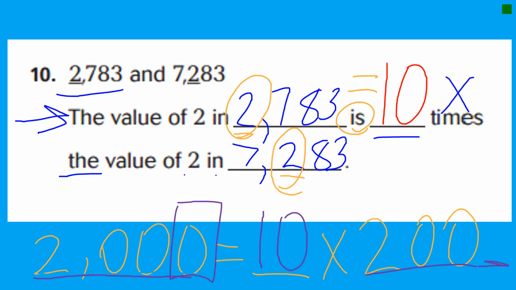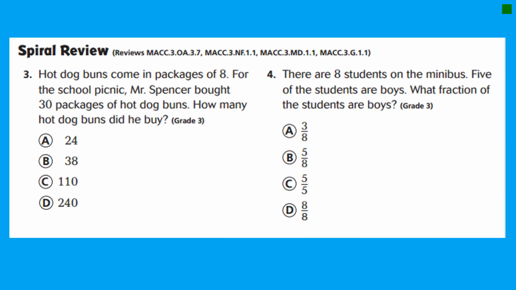Okay, so you're going to pause this and then we're going to go to the back. So go ahead and hit pause. All right, guys, now we're on the back. I jumped down to spiral review, numbers 3 and 4, but you have to do numbers 1 and 2, lesson check, excuse me, and you have to do 5 and 6, of course, if your teacher told you to. But we're just going to pop down here and do numbers 3 and 4 in spiral review, okay?